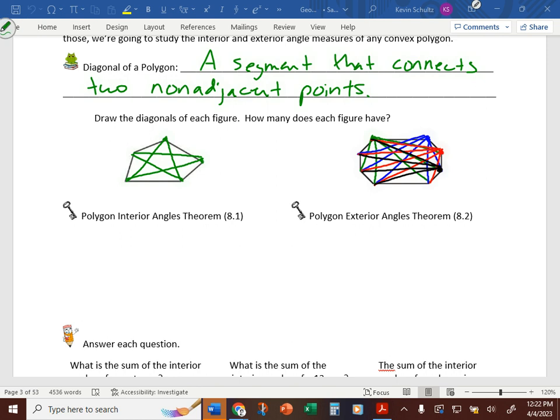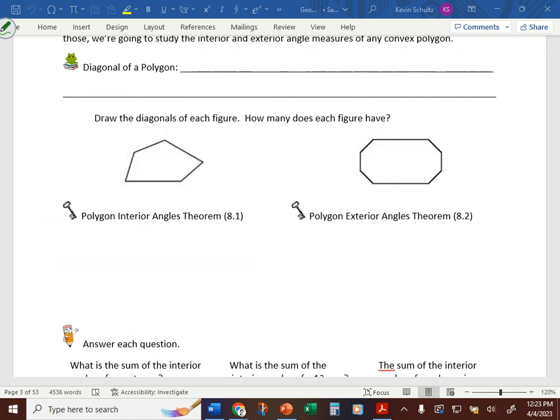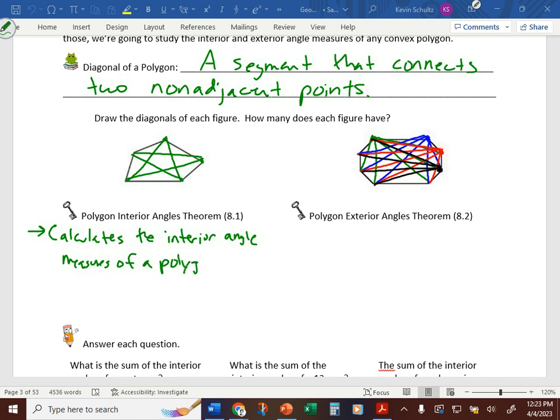So diagonal. The important thing to know is that it connects two non-adjacent points within a polygon. The polygon interior angles theorem. This is to calculate, I should say calculates, not determines. It calculates, because this is what the interior angles theorem does, and I'll tell you what it is. It calculates the interior angle measures of a polygon.